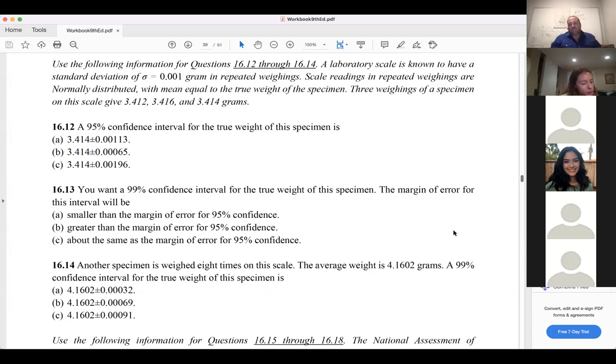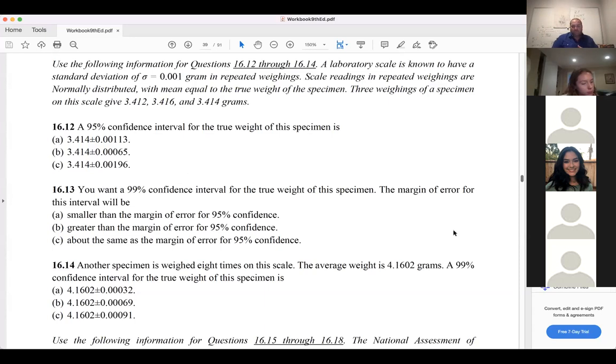Okay. So, anyways, for me, what I had to do was take the difference between the values, subtracting them. If you take the far left and the far right, that's the whole distance. So divide that by 2, you get the margin of error. Or you just do the end and the middle. Either way, you get 0.0011 or 0.00113. So that's the answer to that one: 3.414 plus or minus 0.00113.